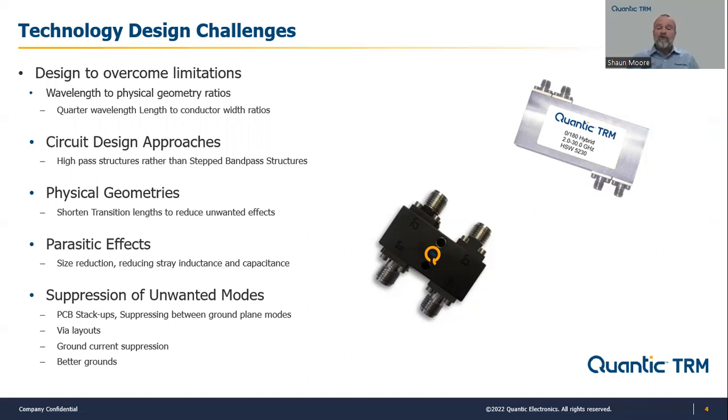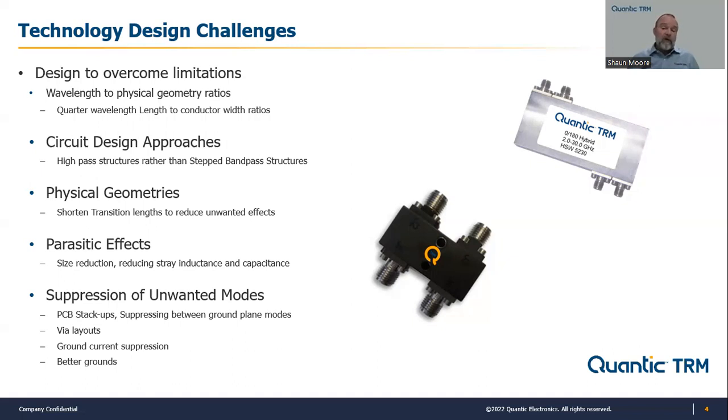One way to get over that, of course, is to start working with different geometries and different stack-ups of the PCBs to make the line widths thinner, and therefore we can maintain those length-to-width ratios. There are other things we can do as far as circuit design approaches are concerned. Instead of working with stepped impedance transformers, where that quarter wavelength becomes critical, we can start looking at high pass structures as opposed to band pass structures. And by building things like that, we can get away from that line width to line length ratio in yet another way.